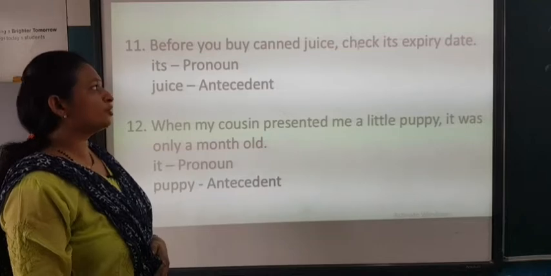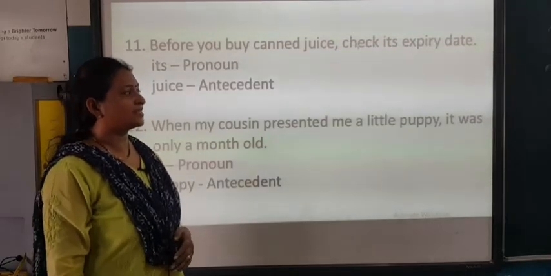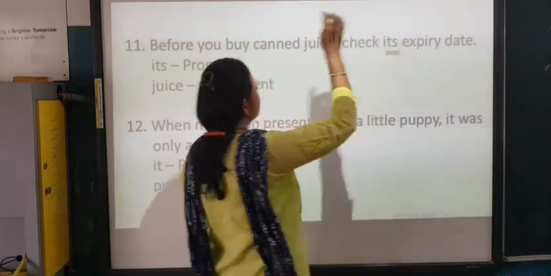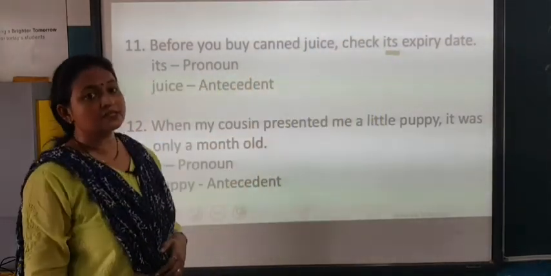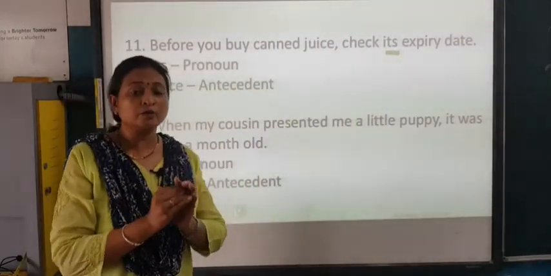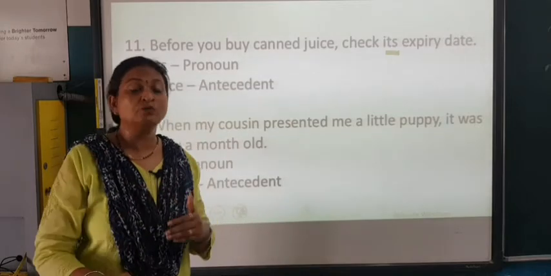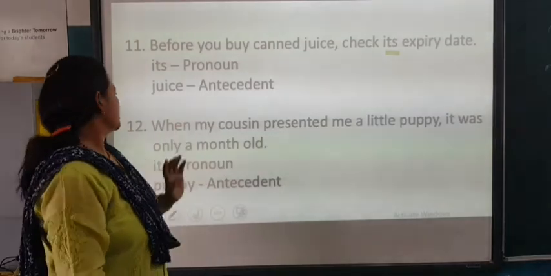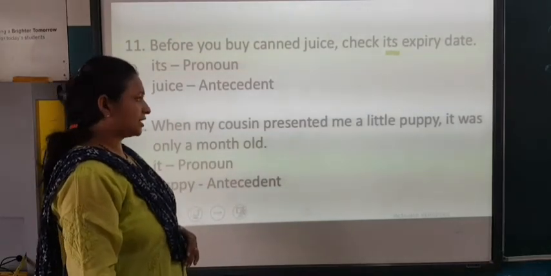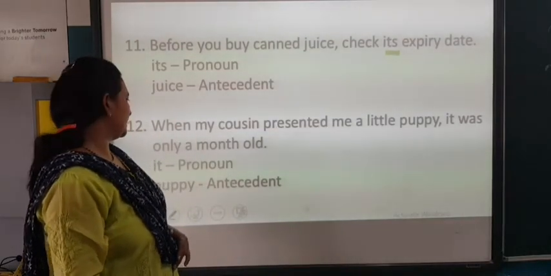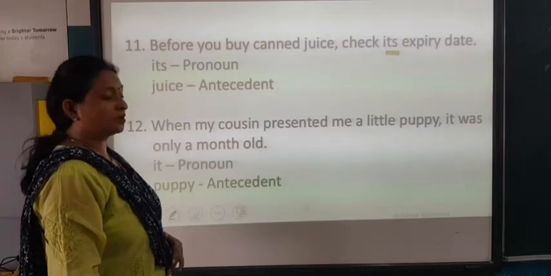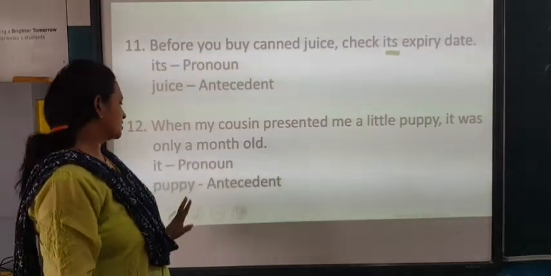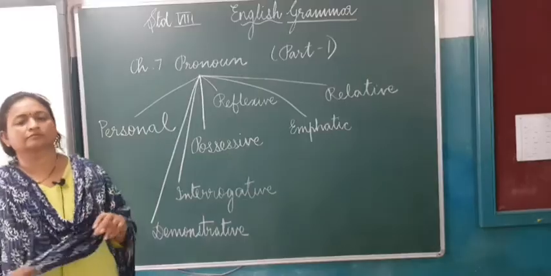11th one, before you buy canned juice, check its expiry date. So the pronoun is "its" and the antecedent for that is "juice". मतलब जो pronoun होता है वो कौन से noun के लिए है, so that noun is the antecedent here. When my cousin presented me a little puppy, it was a month old. So the pronoun, as you know, is "it" and the antecedent is "puppy".